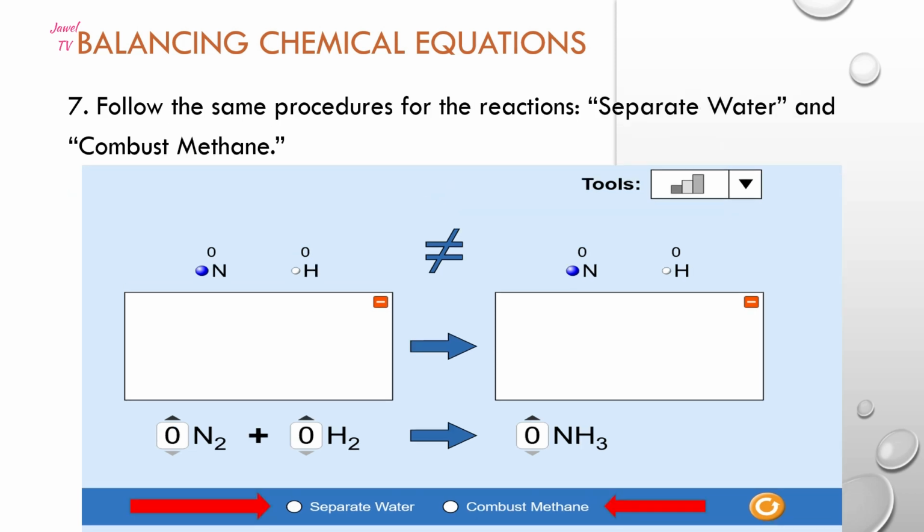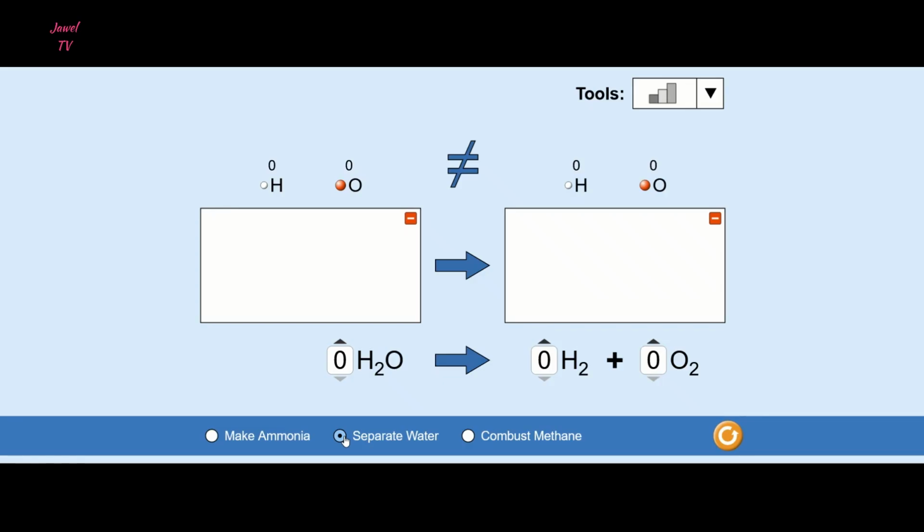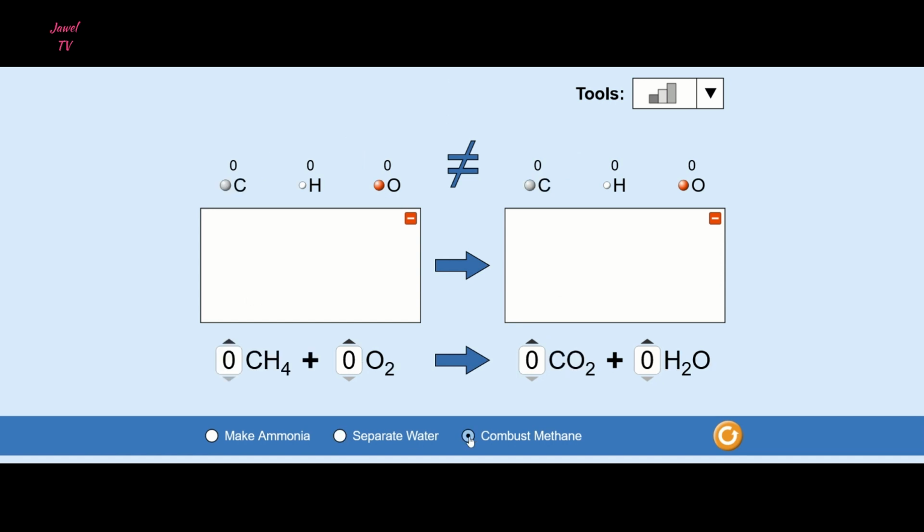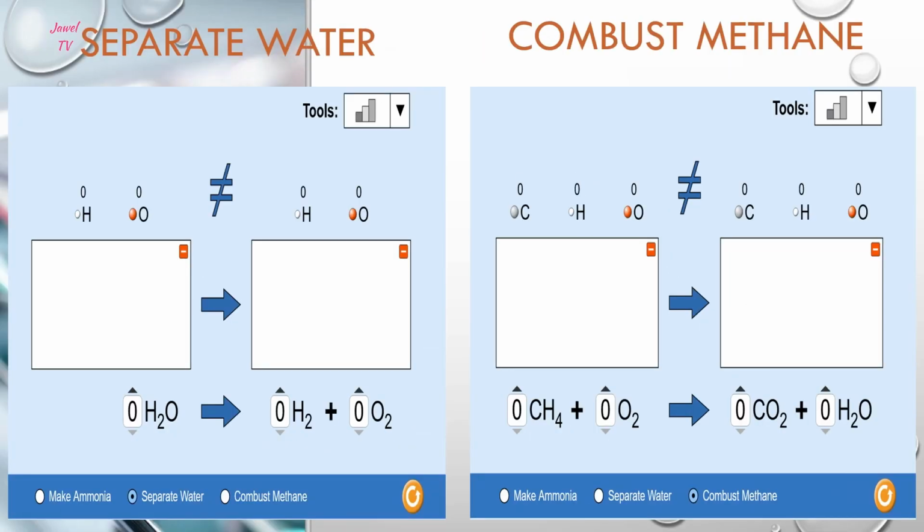Follow the same procedures for the reactions. Separate water and combust methane. After the activity, submit to me the balanced chemical equations for separation of water and combustion of methane.